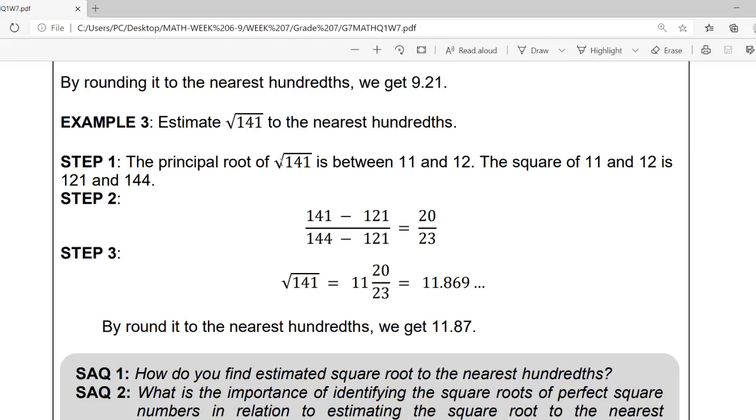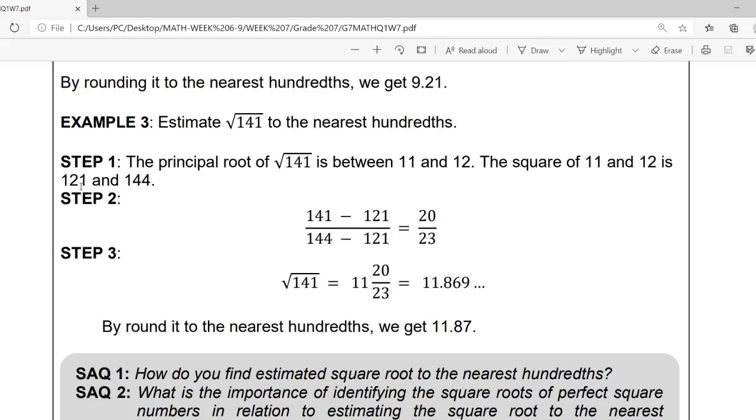So the principal root of 141 is in between, by the way, 121 and 144, because 11 times 11 is 121, 12 times 12 is 144. So 141 is in between 121. This is the lower perfect square number and the upper perfect square number. So 141 can be found in between these 2 perfect square numbers.